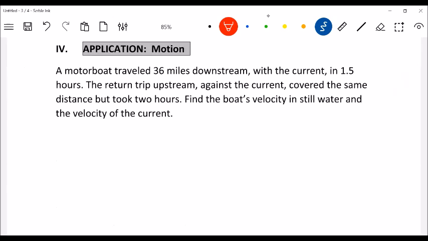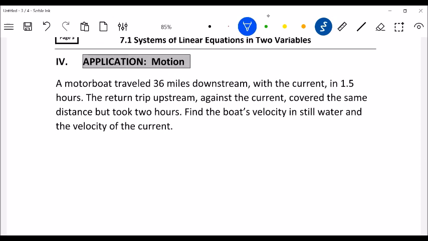A motorboat. This one's going to require a different kind of thing, a formula. In fact, we don't even need x's and y's. What we will use instead will be the distance formula. The formula for distance is that distance equals rate times time, or D equals RT. So we'll work with that in a moment.